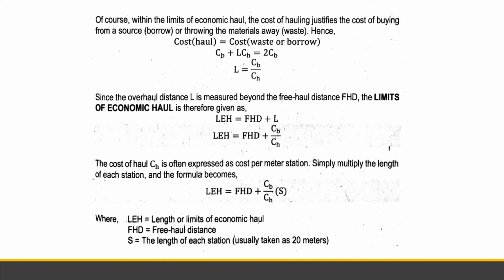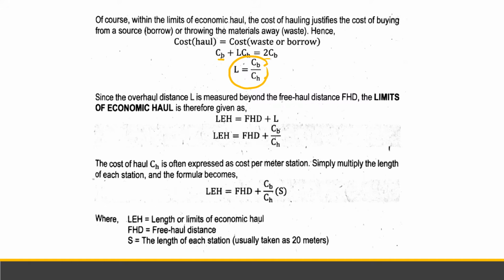So of course, within the limits of economic haul, the cost of hauling justifies the cost of buying from a source or borrow, or throwing the materials away or wasting it. Hence, cost of haul equals cost of waste or borrow. So CB plus L·CH equals 2CB. This will give us the length of overhaul, which is the ratio between the cost of borrow and the cost of overhaul.